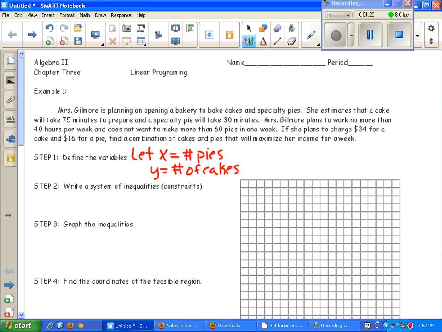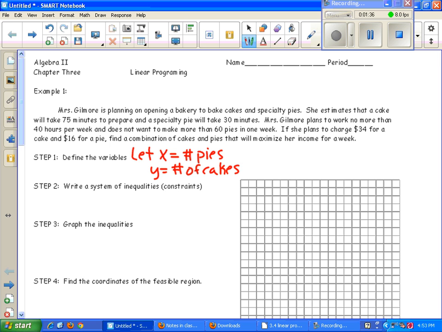Now, if you were to switch that around and say x was the number of cakes and y was the number of pies, that would be okay. The whole point is that we're writing down what our x and our y stand for. So because we have it written down, we don't need to worry about which variable stands for what.